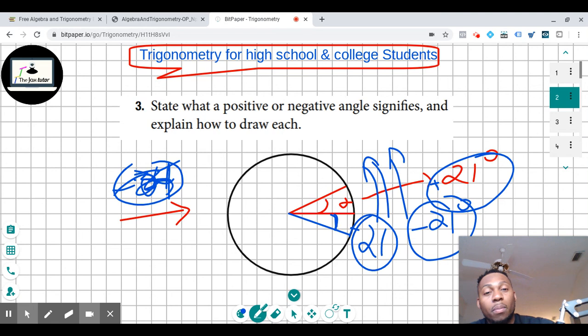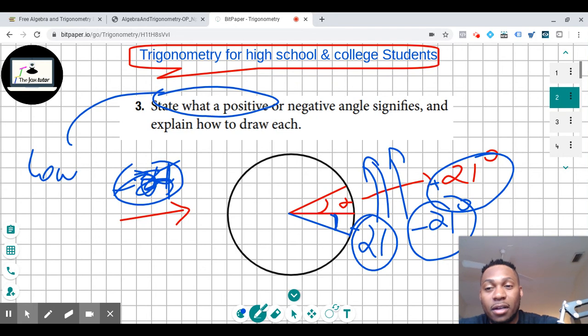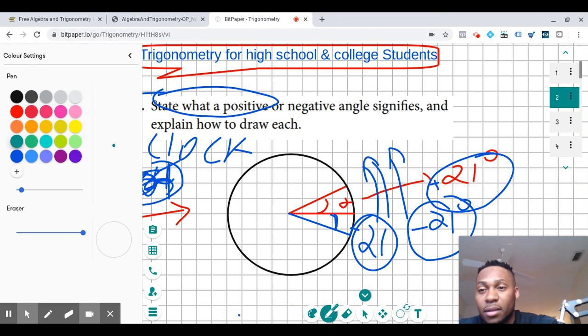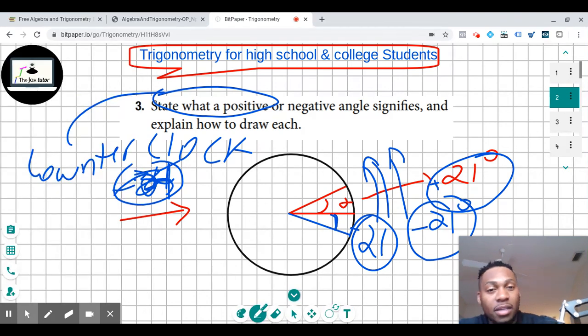When we're measuring the opening of the angle counterclockwise from the initial position on the x-axis, we say those are positive angles, for counterclockwise. And then if we're measuring them clockwise, we're measuring them this way. If we're measuring them going this way, that means clockwise.